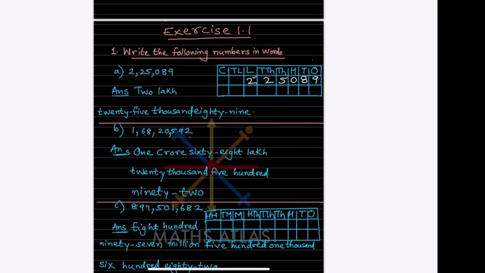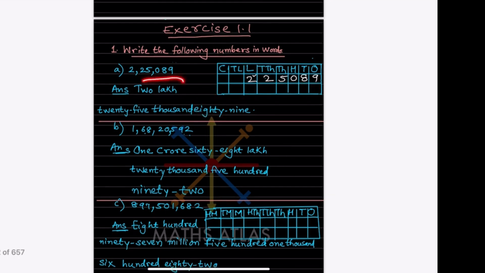Again, what does this say? Now we will look at the thousands. Okay. Now this is thousands, 2 and 5, that is 25,000. And what remains is that 8 into 10 is 80 and this is 9, that is 89. So how will you write this in words? That is 2,25,089. Hope that is clear to you.